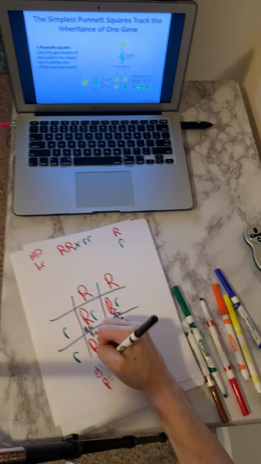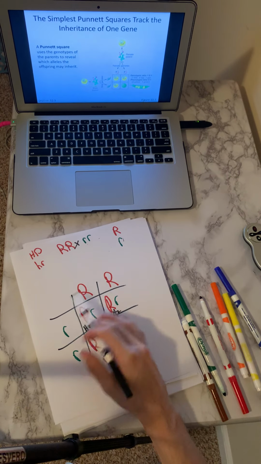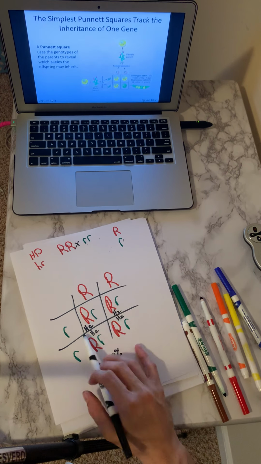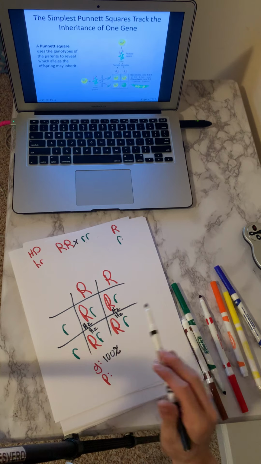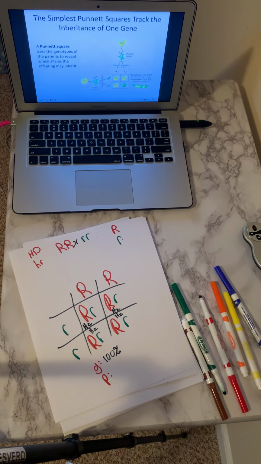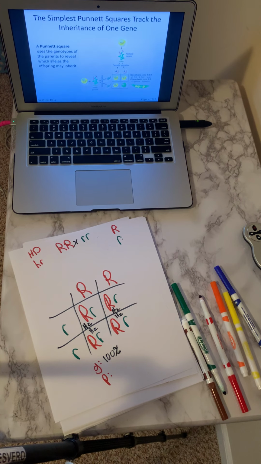So 100% of these organisms, every single time they mate, have a 1 in 4 chance of having each one of these babies. All the babies are the same. So 100% of the time, these organisms are going to produce heterozygous individuals. And that's how that's reported.